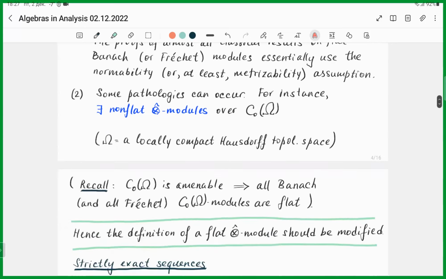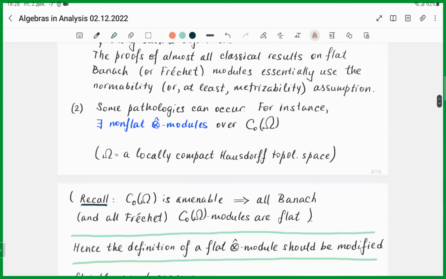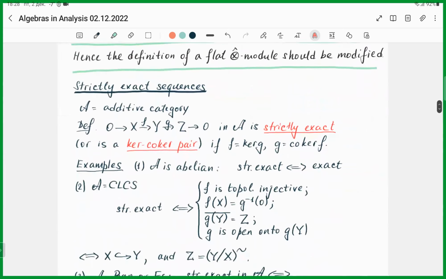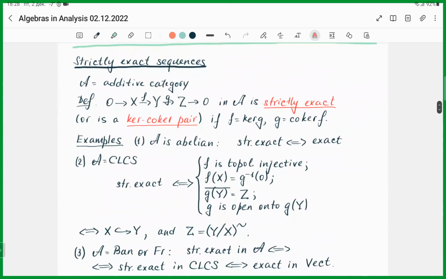So all this shows that the definition of a flat topological module should be modified. And before I recall the modified definition, let me define the notion of a strictly exact sequence. Suppose that we have an arbitrary additive category A, and suppose that we have a short sequence of this form in our category. This sequence is called strictly exact, or a kernel-cokernel pair, if f, the first arrow in the sequence, is the kernel of g, and g is a cokernel of f.